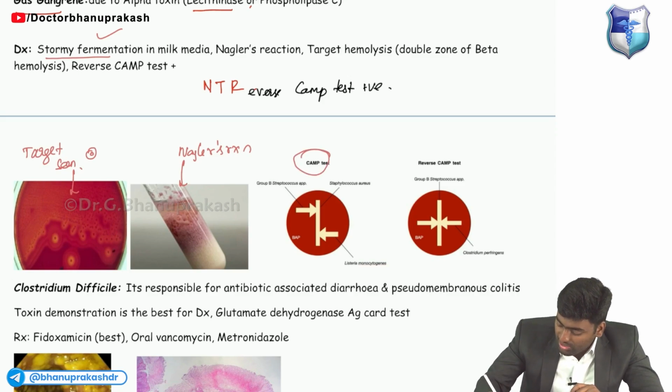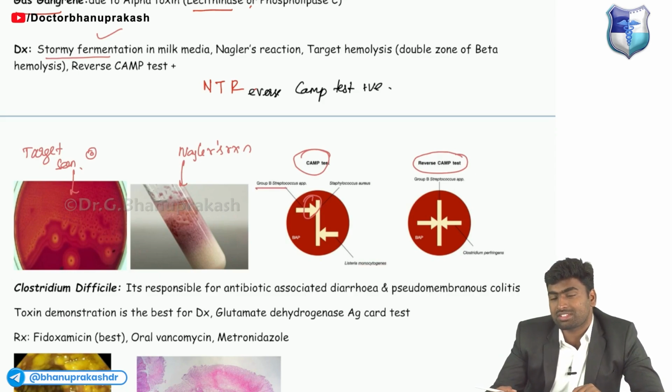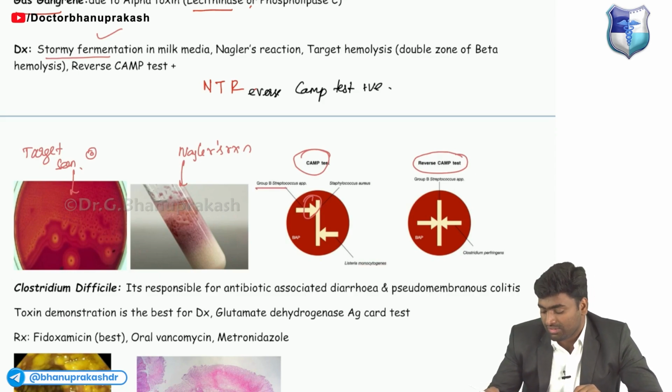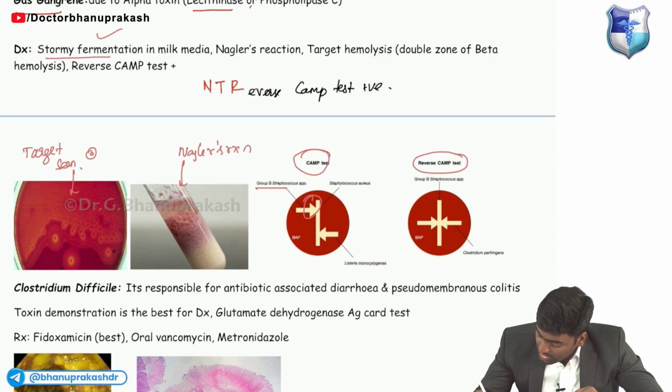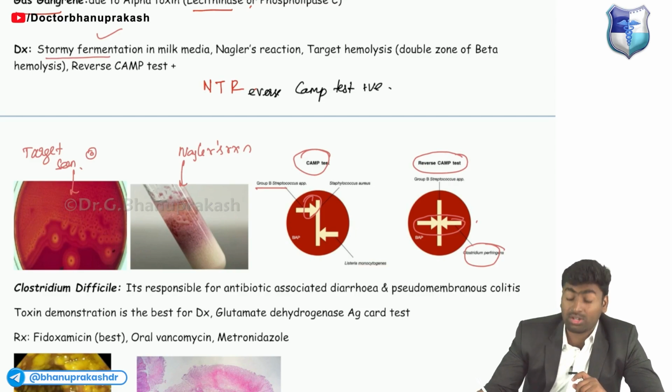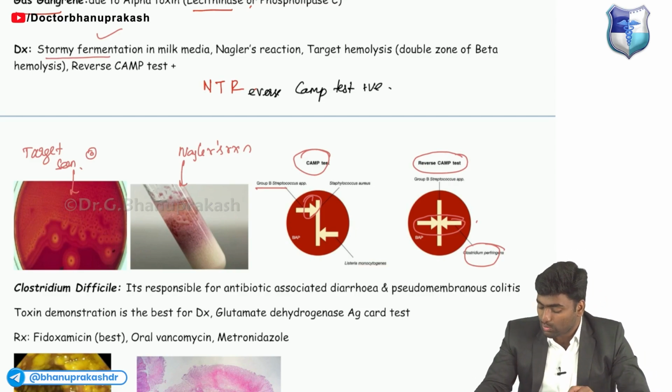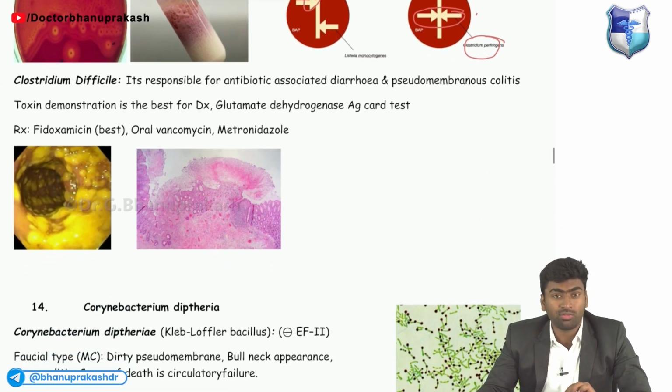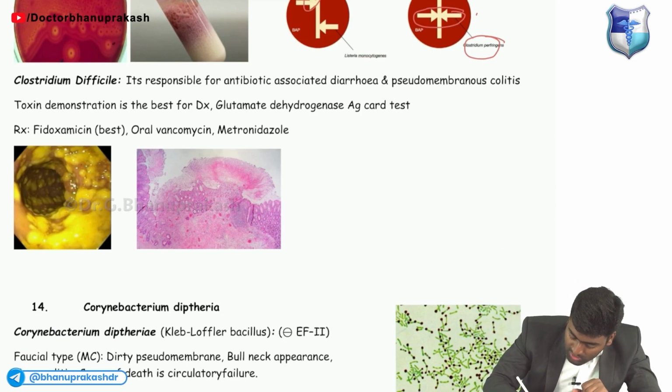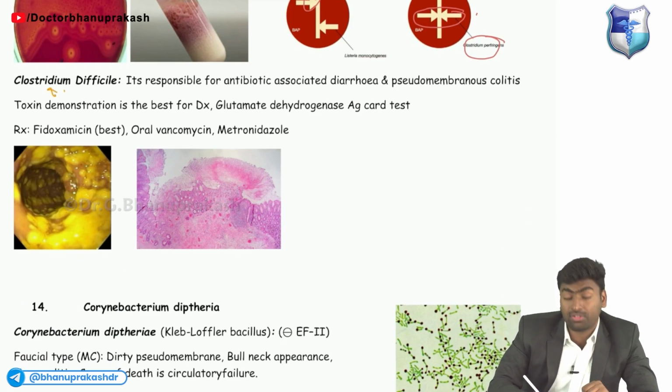Next, you will see the reverse CAMP test. The usual CAMP test is done for group B streptococcus, which is Streptococcus agalactiae. Whereas here you will use Clostridium perfringens to do the reverse CAMP test. So the reverse CAMP test will be positive for Clostridium perfringens. And there is one more organism of the Clostridium family, which is Clostridium difficile.